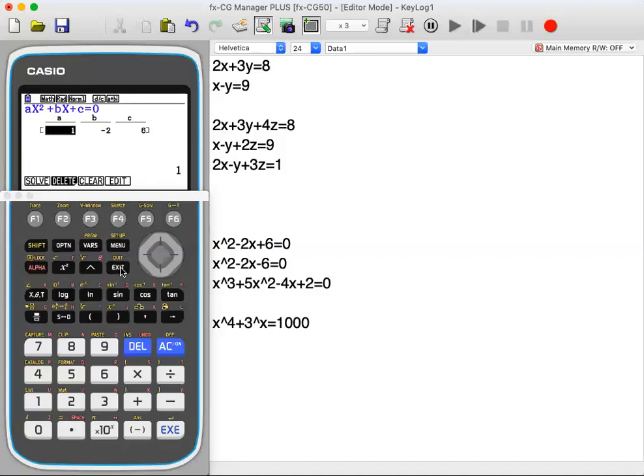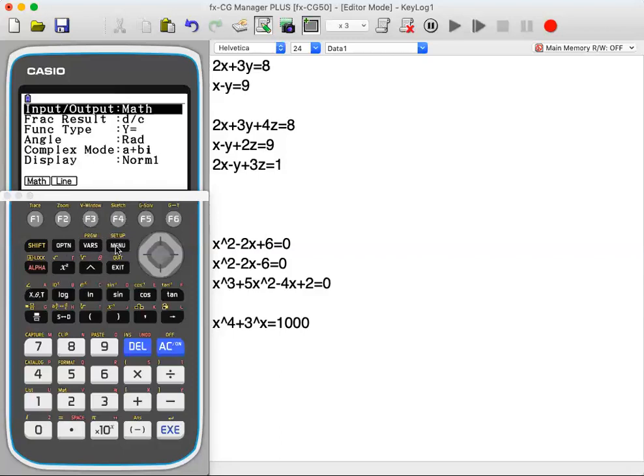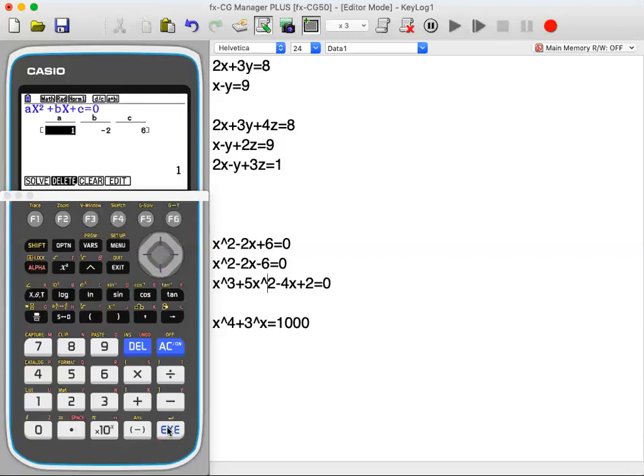So just repeating again, press Shift and Menu, and go to complex mode out here. And if you want to keep the roots real, press real F1. If you want to keep it complex, you can press F2, and then press execute to come out on the equation once again.